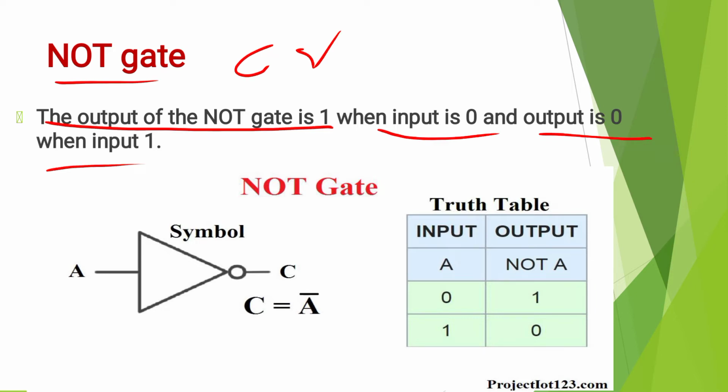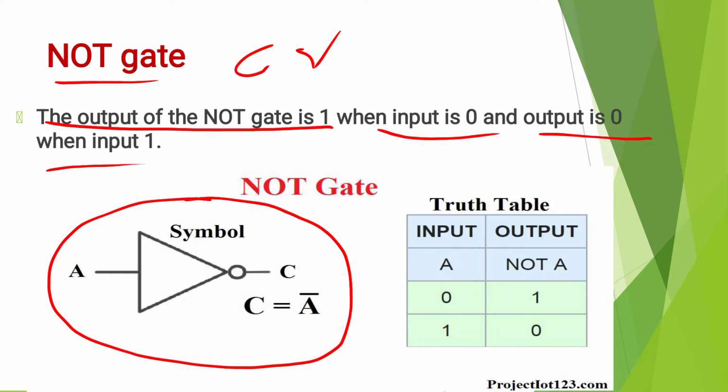Here let us see the symbolic representation of NOT gate. If we give the input as A, then we get the output as A bar. That means if you give the input as 0, then the output is 1. If you give the input as 1, then the output will become 0. This is about NOT gate. Let us see the truth table for NOT gate.